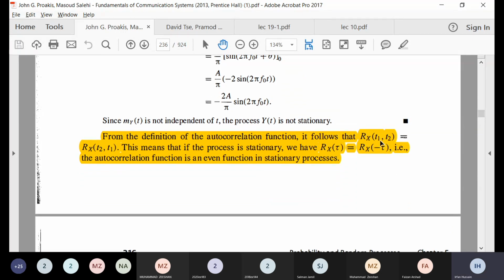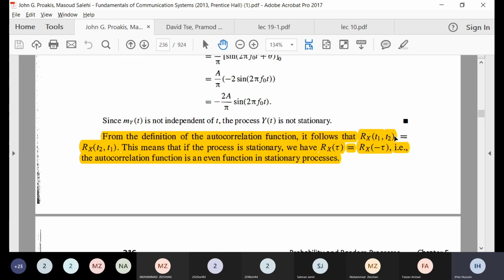And you can also see Rx(t1, t2) is equal to Rx(t2, t1). Yes, very simple. Because what is Rx(t1, t2)? Rx(t1, t2) is equal to the expectation of X(t1) multiplied by X(t2). So again, this will be expectation of X(t2) into X(t1). So it is the same product. Product is commutative. Same thing.